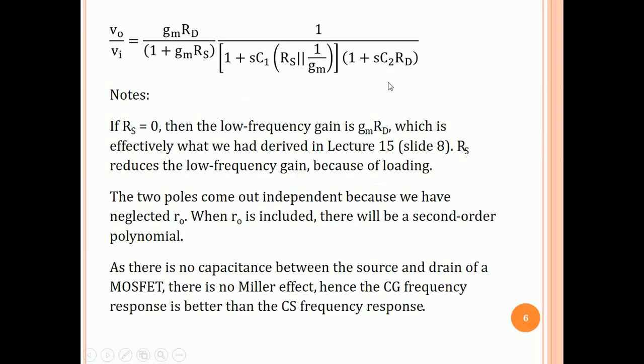Let's make some observations. If Rs is 0, which is the case we had considered in lecture 15 slide 8, then the gain is GMRD, which is the same as the gain of a common source stage. We had noted there also that with Rs equal to 0, the gains of the common source and the common gate stages are almost the same. With Rs, of course, the common gate's gain is much less because loading happens due to Rs.